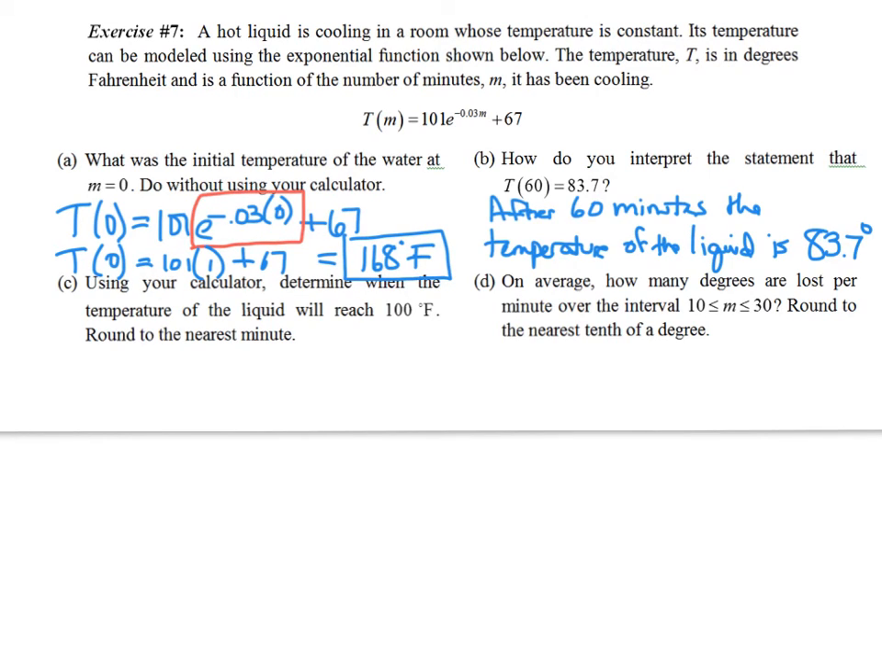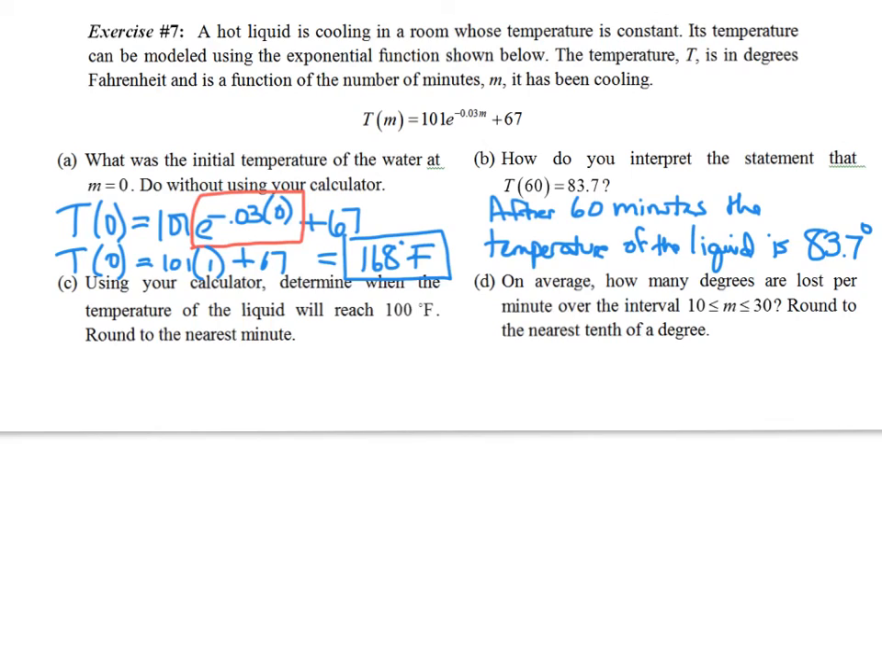Hi, welcome back. I wrote down that after 60 minutes, the temperature of the liquid turned out to be 83.7 degrees. Now, of course, I'm not just going to take that on faith. I went to my calculator, I typed in this function into my y1, and I looked at my table of values at time 60. And it was correct that the temperature was 83.7 degrees. Good to know.